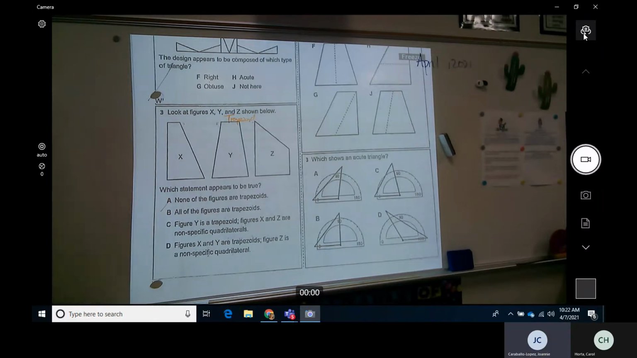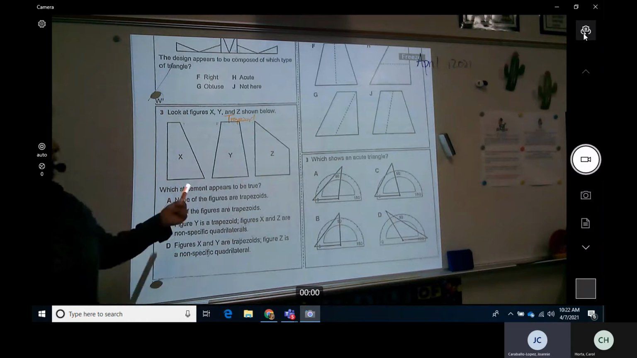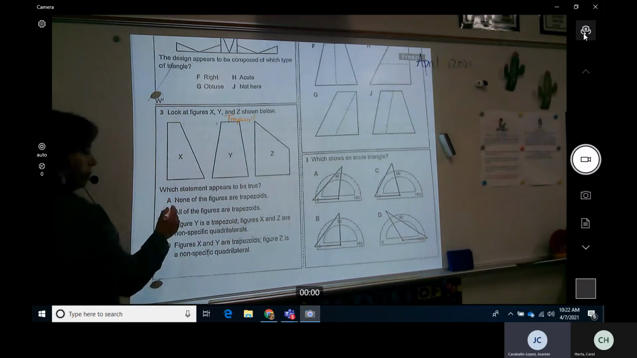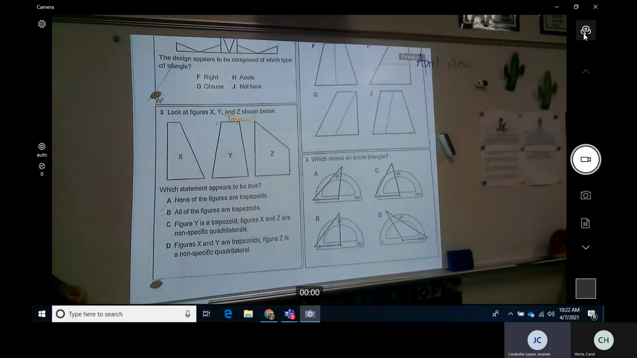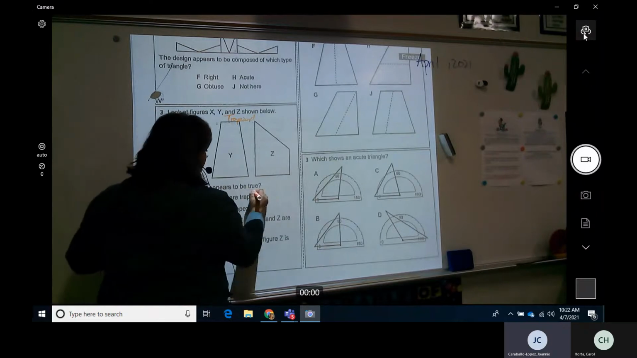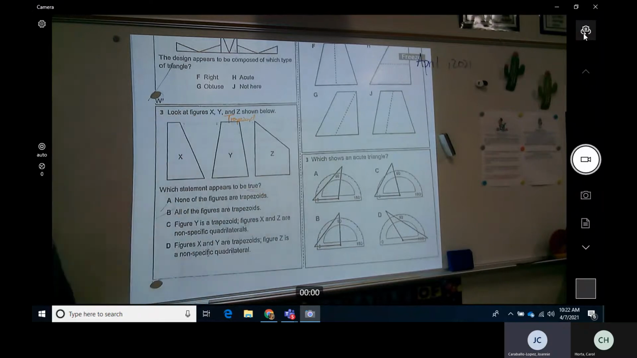All right, so B says all of the figures are trapezoids. Is that true? No. And we're looking for the statement that is true. So do we do our true and false box? No, because we're looking for the answer that is true. Well, we could do a true or false box, right?